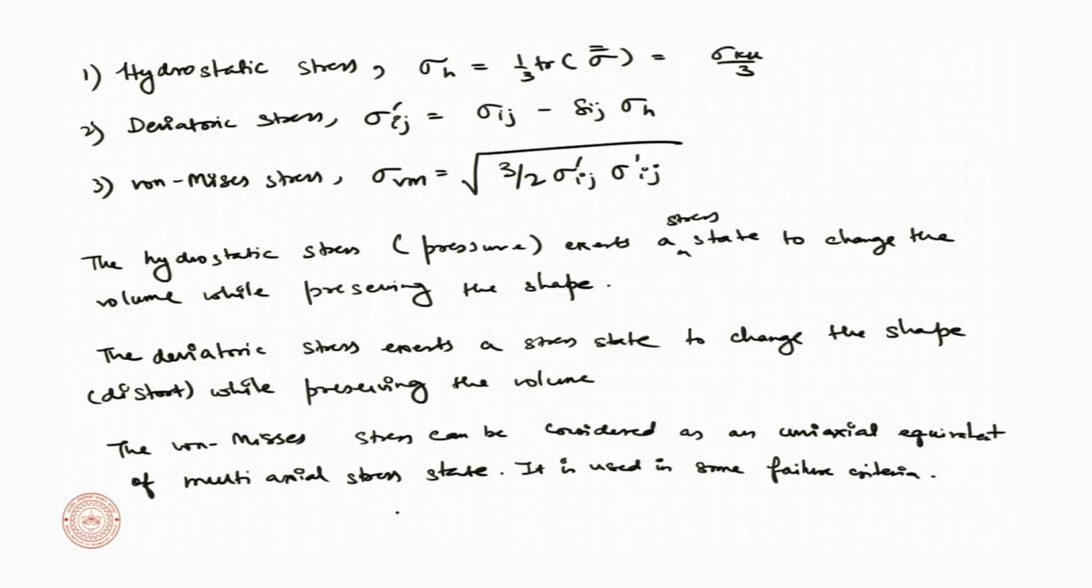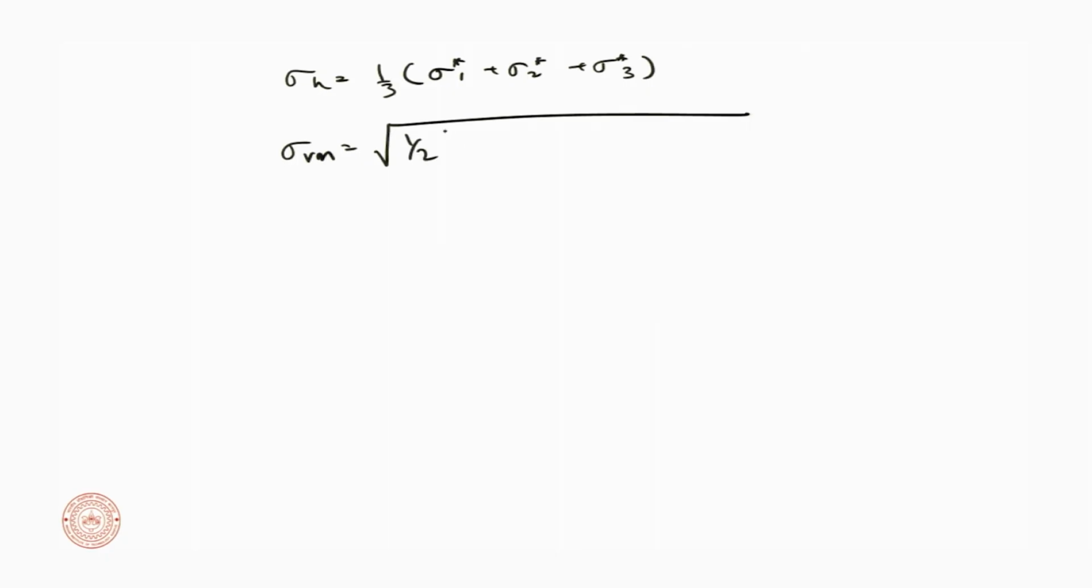Okay. So, sigma h is therefore, in terms of our principal stresses, 1 by 3 times sigma star 1 plus sigma star 2 plus sigma star 3. Our von Mises stress is the square root of 1 by 2 times sigma star 1 minus sigma star 2 squared, sigma 1 minus sigma 3 squared, sigma 2 minus sigma 3 squared. This is our von Mises stress. So, these are our stress definitions.